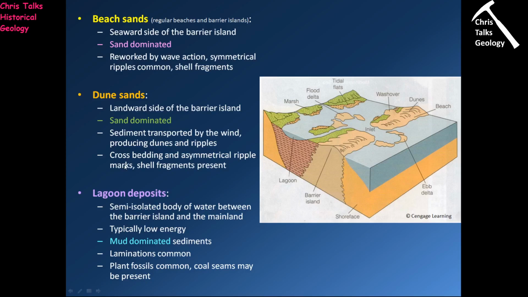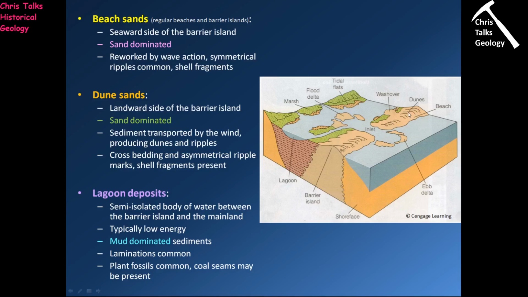ripple marks. So once again, you're thinking, well, hold on a minute, what I've just described could match the type of sediment that we could get in a desert as well. How do we tell the difference? Well, once again, we would have shell fragments in our barrier island dune sands. That would help us to distinguish between this type of sandy deposit and the type of sandy deposit we would get in a desert system.